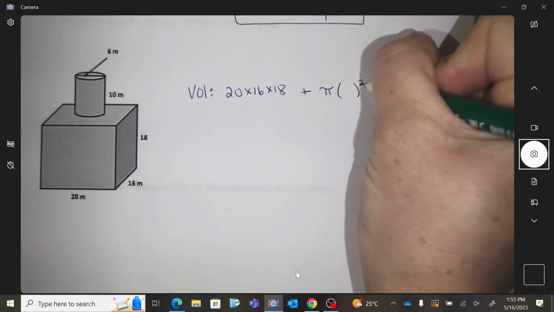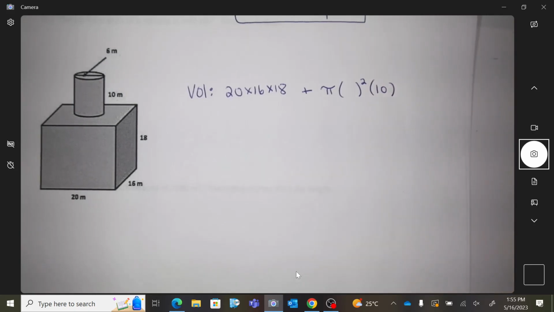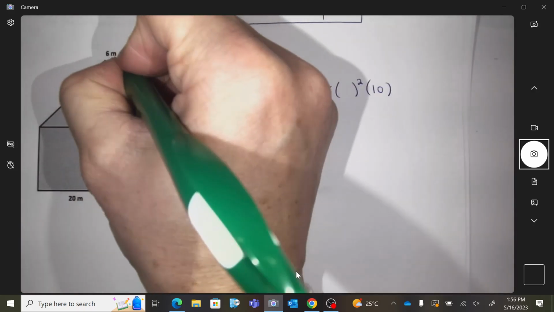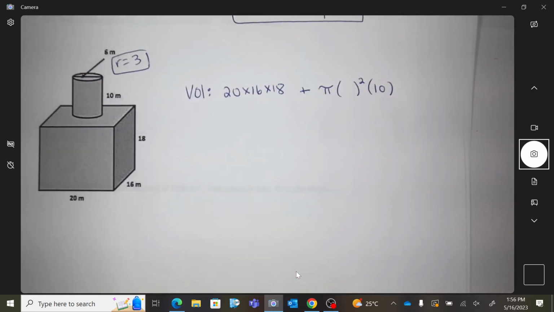Pi r squared h. Hold up, what is r? R, what is r? I'm trying to trick you here. 3. Did you notice that? Would you have just written 6 because you saw a 6? Or would you have made sure you're looking? I will most likely, actually I'll say 100% chance, put a diameter on your test somewhere to make sure you're looking, okay?